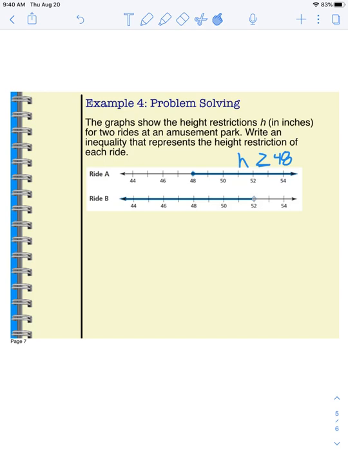All right, and ride B, it points to the smaller numbers, so h has to be less than 52. And that circle is open, so it does not include 52. H is less than 52.